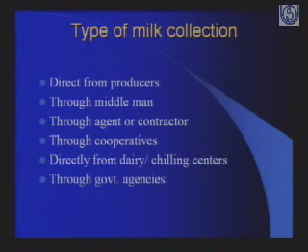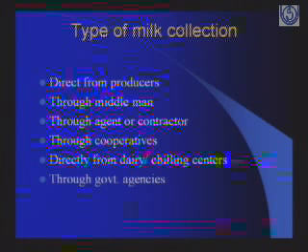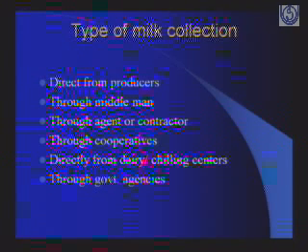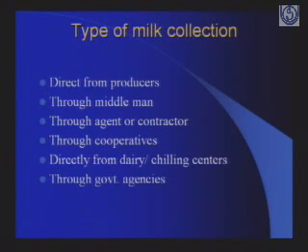Middlemen are appointed and then the milk is collected from these middlemen. So in this case, you can reduce the cost of collection of milk, as you are collecting from few people only, instead of collecting from so many producers. But the problem in this case is that the middleman may cheat the producer as well as the plant. So this is not a very efficient system.